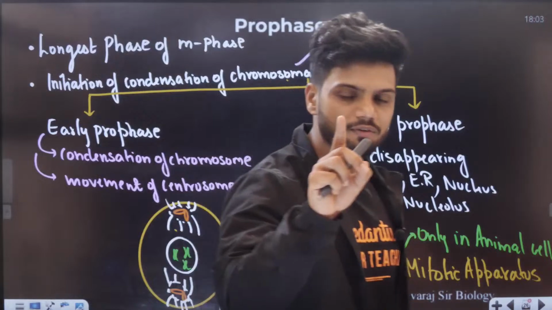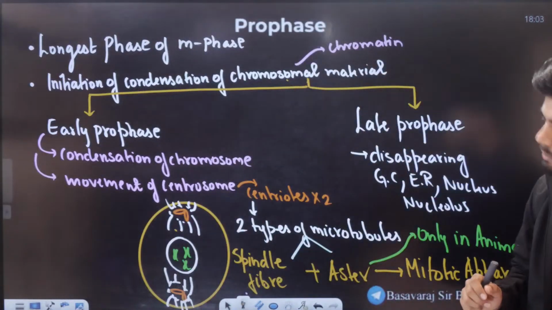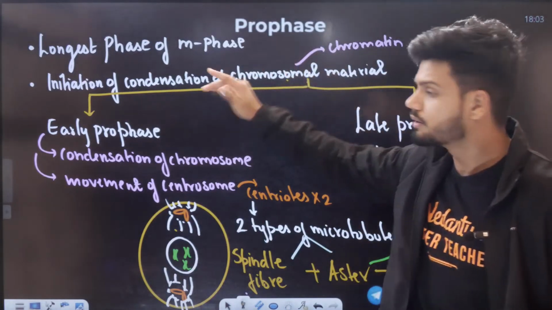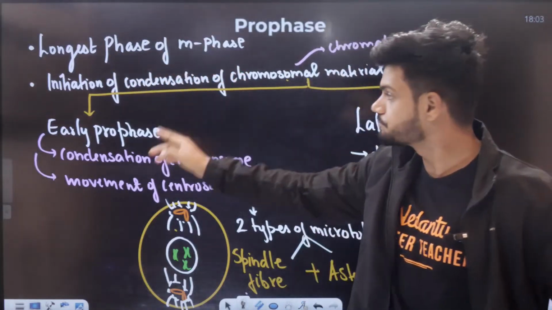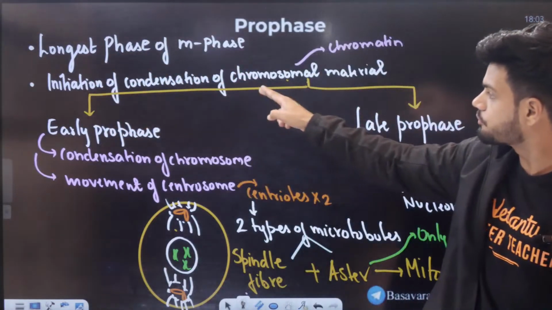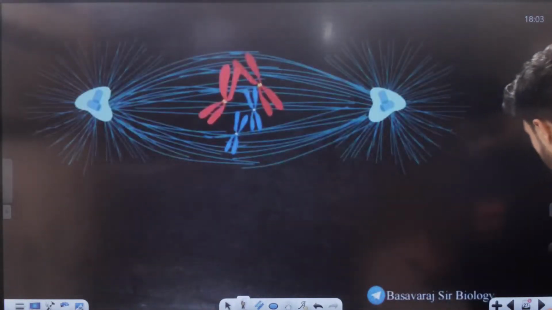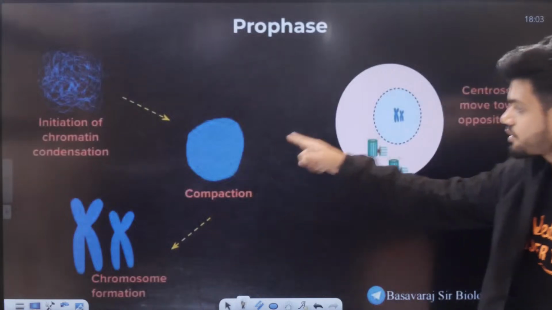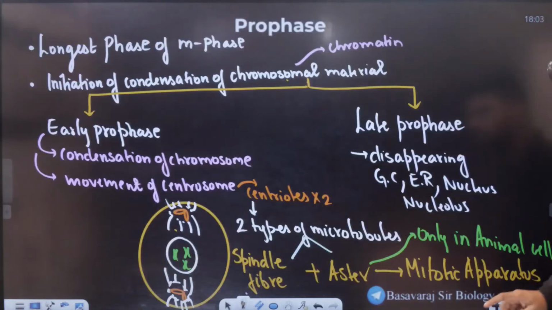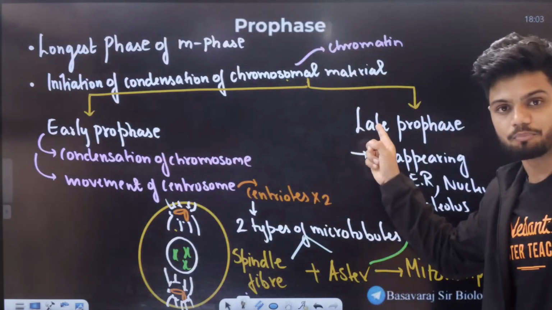Now, all of you, I'll give you a small recap. Listen to me. Prophase is the longest phase of the M phase. Initiation of condensation of chromosome, that is, chromatin material is getting condensed here. Compaction of chromatin material is happening. Early prophase, late prophase.